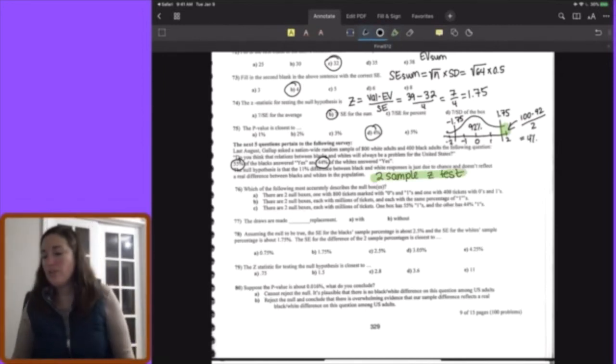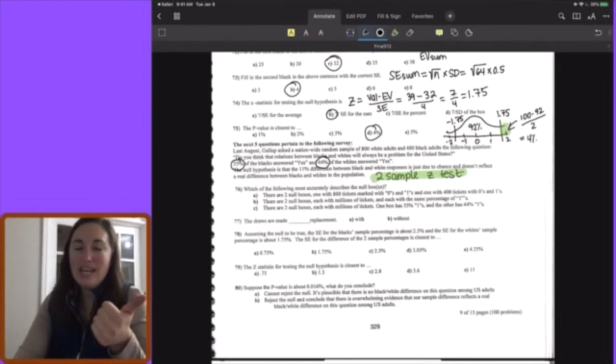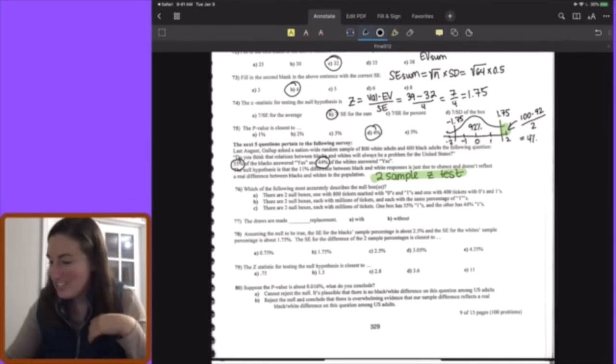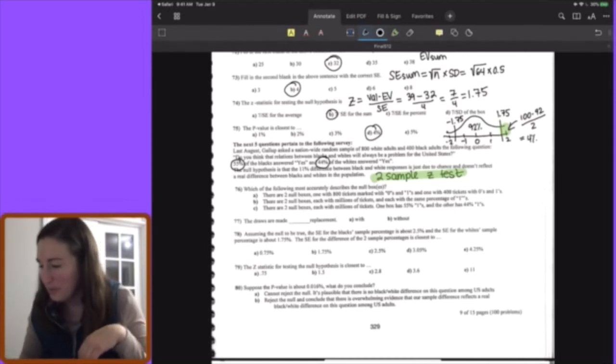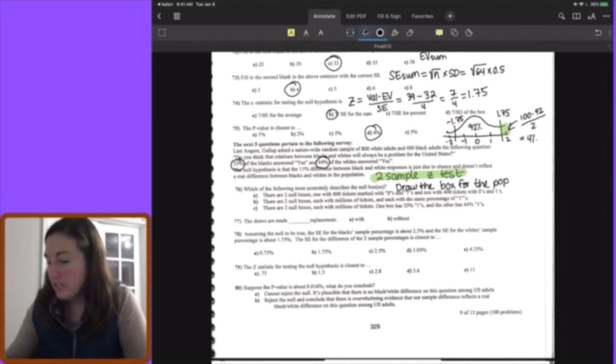And it says which accurately describes the null boxes. So again, you can ask yourself, are we dealing with a survey in this case or a gambling game? And this one is definitely more like a survey, right? It actually says a nationwide random sample. This was a poll. Gallup is a polling organization. So with surveys, you always want to draw the box for the whole population. And we want to know what are the null boxes, so we want to assume the null is true.